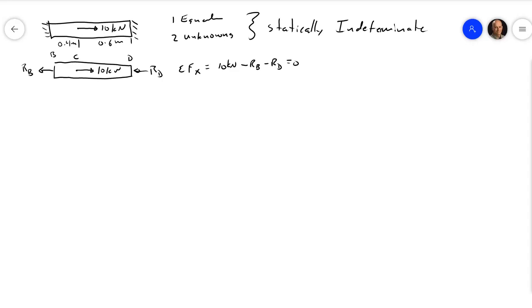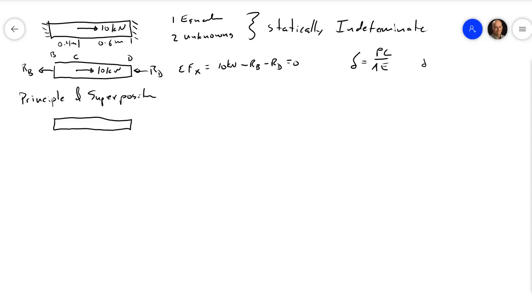And one tool is called the principle of superposition, which says that so long as the reaction to the loads are linear, as is the case with our situation, delta equals PL over AE, the deflection is linearly proportional to the load, then we can break up the problem into two smaller problems.